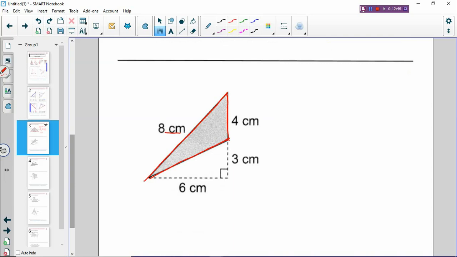Do you want to choose this as the base? This is even worse. There's no number there. You don't see any number there. So that cannot be the base. Then you see here, there is a 4 cm. Then where's the height? Can this base give you a height? Then you take your ruler.